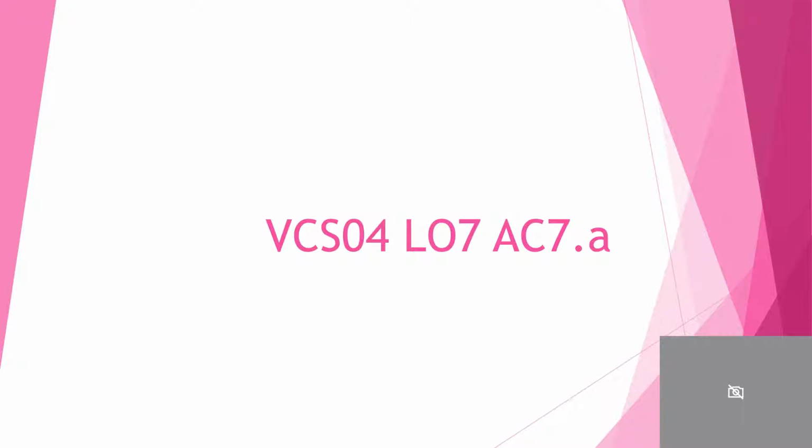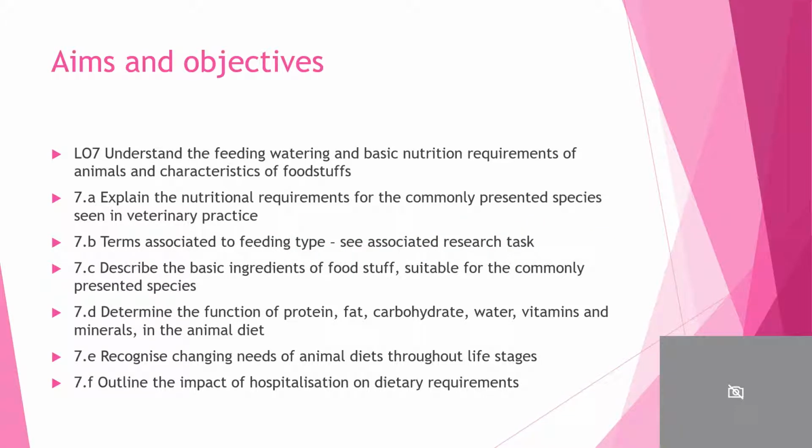VCS04 Learning Outcome 7. Aims and objectives. Learning Outcome 7 wants you to understand the feeding and watering and basic nutrition requirements of animals and characteristics of foodstuffs. Explain the nutritional requirements of the commonly presented species seen in veterinary practice.